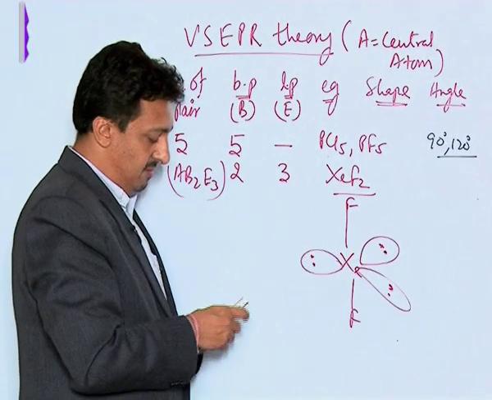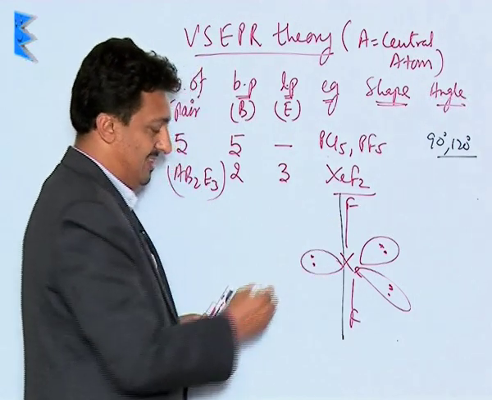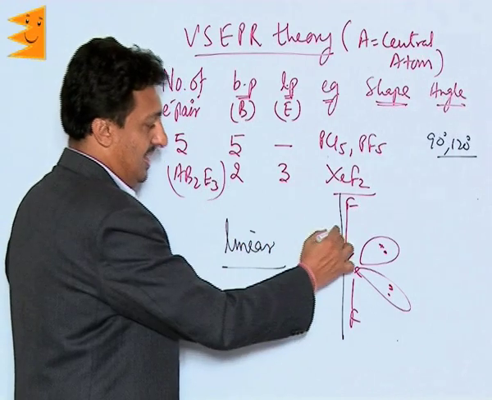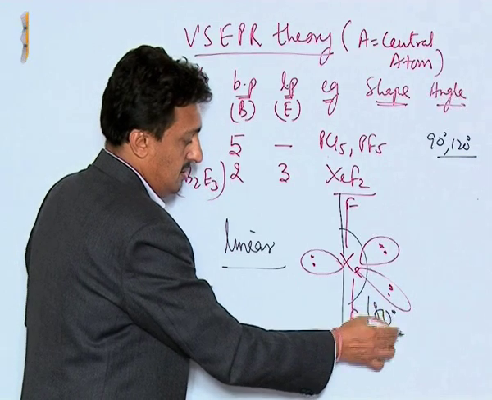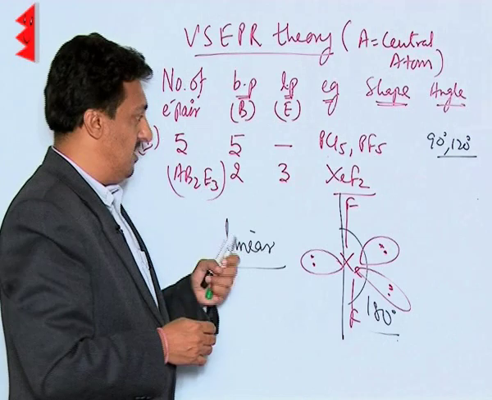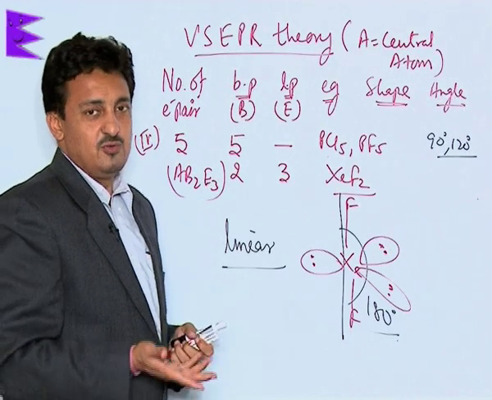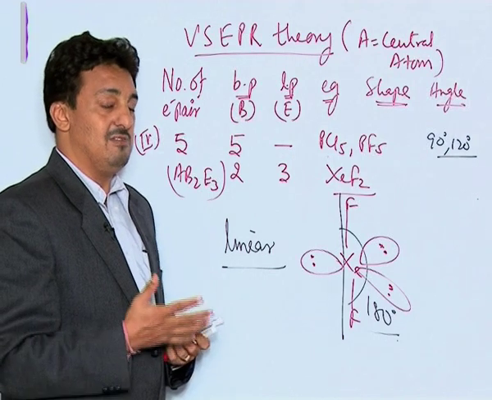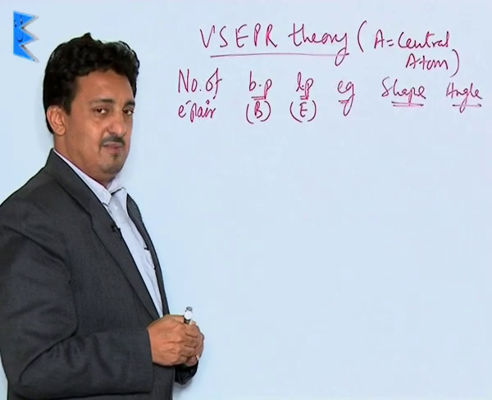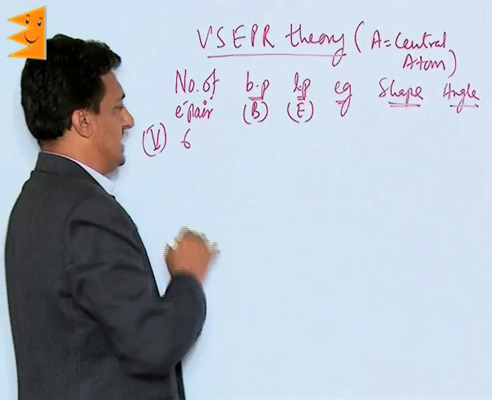Now in this case, what we can make out is the geometry remains trigonal bipyramidal, but the shape becomes linear. So it's called linear. Angle is 180 degrees. So this is the last type in the category of the 5-electron pair system with the central atom. Now let us move to the cases in which the central atom has 6 electron pairs around it.